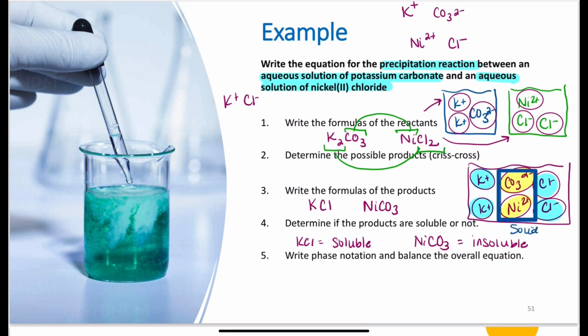So in the beaker over here, this is actually what's being shown. You've got K plus ions floating around. Let's write those in a color that shows up better. We've got K plus ions floating around, Cl minus ions floating around, but this solid in here is nickel carbonate. And then write the phase notation and balance the overall reaction.